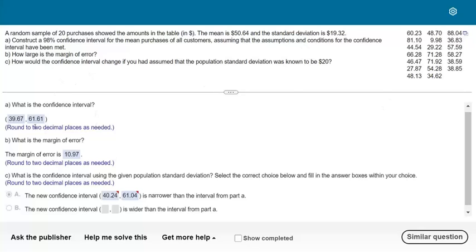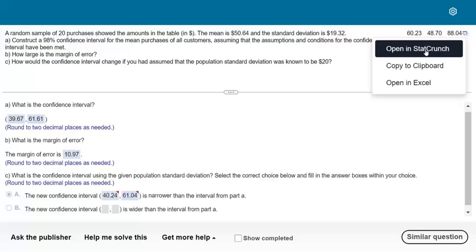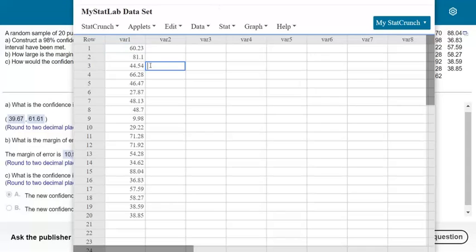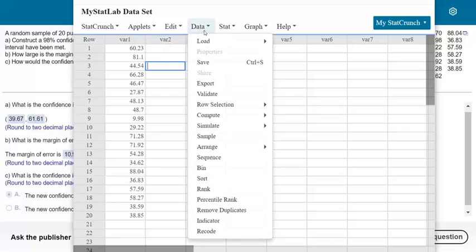Okay, so for this question, the students already got a few correct answers here. But just to help you construct the confidence interval, we're supposed to construct a 98% confidence interval for this data. So let's open this in StatCrunch. And now we're constructing a confidence interval based on sample data.